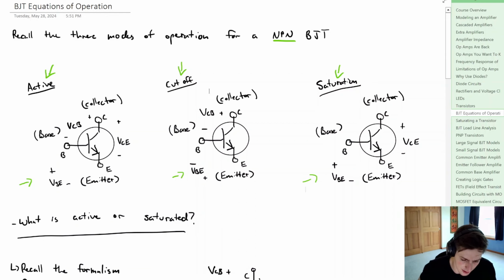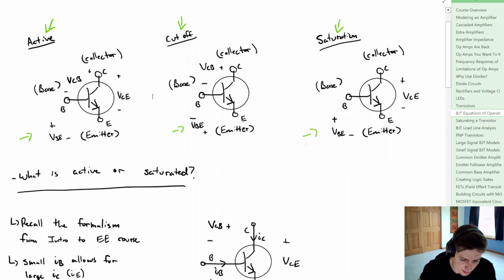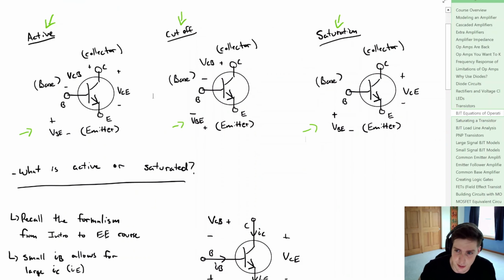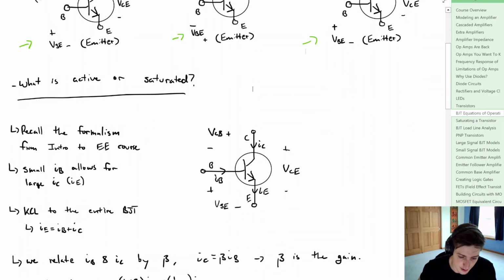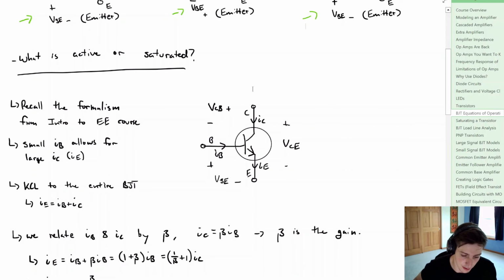But we really have to ask, what does it mean to be in the active mode, or what does it mean to be in the saturation mode, or saturated? The cutoff mode is pretty straightforward. You cut off all the current. Now let's recall the formalism that we developed in the Intro to EE course. So we have, again, some base current IB, some collector current IC, and some emitter current IE.